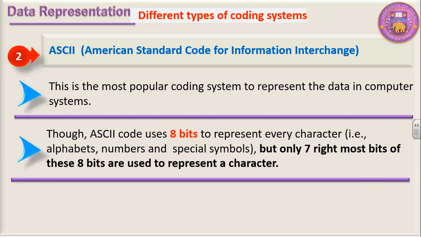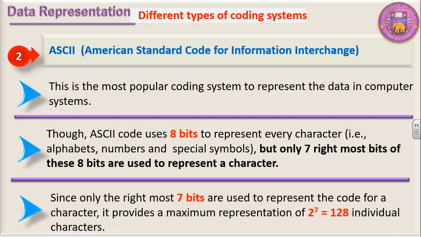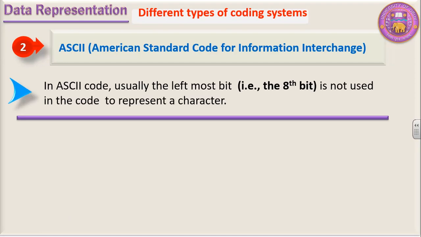Though ASCII code uses 8 bits to represent every character, that is alphabets, numbers, and special symbols, only the 7 rightmost bits of these 8 bits are used to represent a character. Since only the rightmost 7 bits are used to represent the code for a character, it provides a maximum representation of 2 raised to power 7, which is equivalent to 128 individual characters. In ASCII code, usually the leftmost bit, that is the 8th bit, is not used in the code to represent a character.